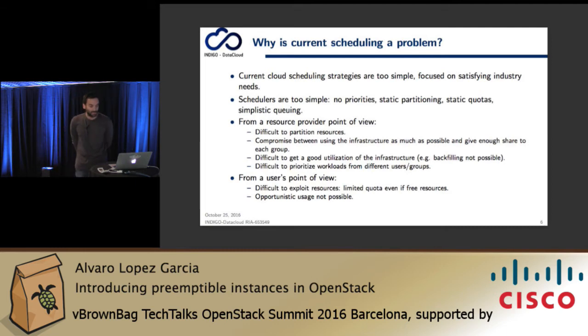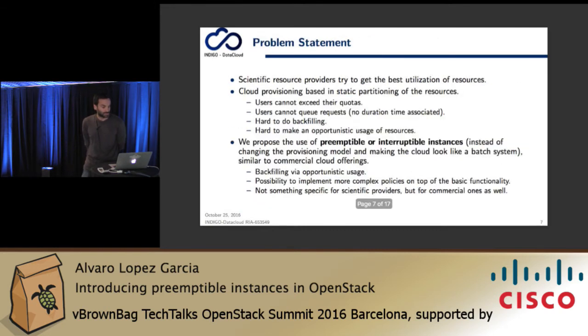And from the user's point of view, it is difficult to exploit the resources because they can perceive that they have a limited quota even if there are free resources. Another interesting usage pattern could be opportunistic usage. I mean, I would use as many resources as I can until the provider tells me that I'm not able to do so. This is not possible.